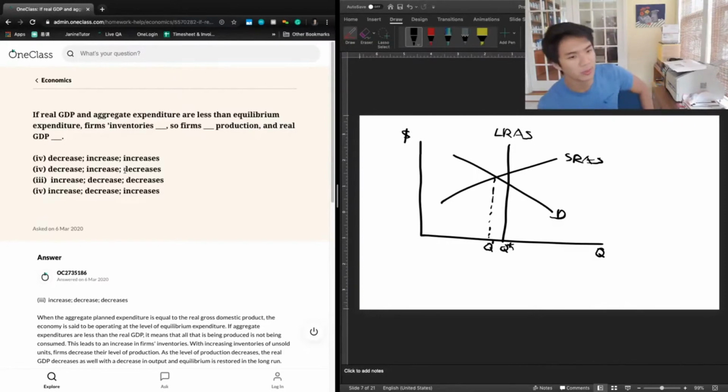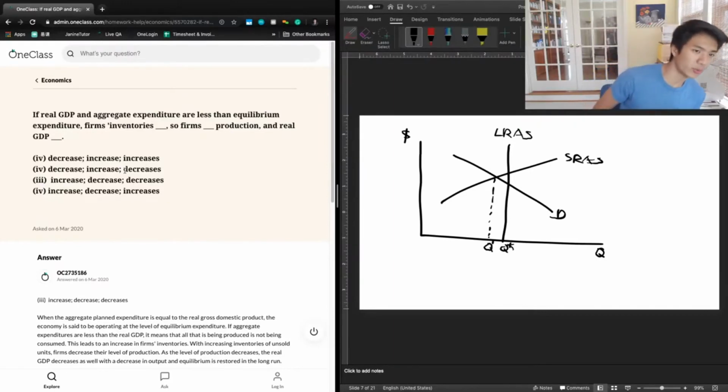So what happens to real GDP? And so it seems to be a very straightforward link to say that if firms have lower production, then production is linked to output, then overall output is going to decrease as well. And so we have our final answers should say if real GDP and aggregate expenditure are less than equilibrium expenditure, then firms' inventories increase, so firms decrease production and real GDP decreases. And that's going to match up with answer choice 3.